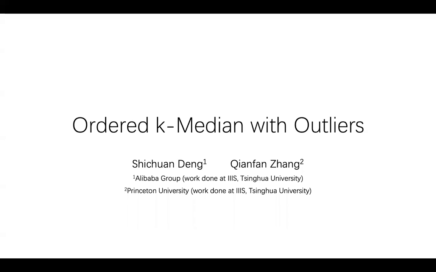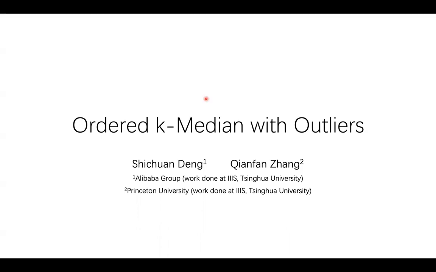Hello, everyone. Welcome to my talk about our paper accepted by APPROX 2022, which is entitled Ordered K-Meeting with Outliers. My name is Shichuan Deng, and this is a joint work with Qianfan Zhang. Now I'm an engineer at Alibaba Group, and Qianfan Zhang is a graduate student at Princeton University. And the work of this paper was done while we were both students at IIIS of Tsinghua University.